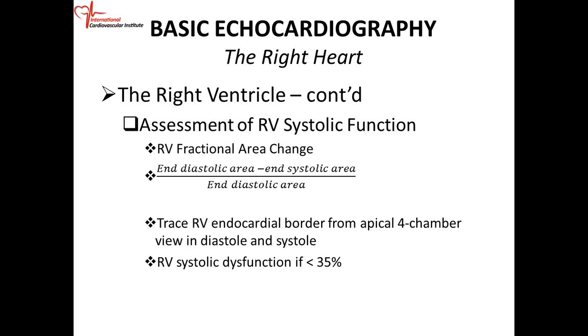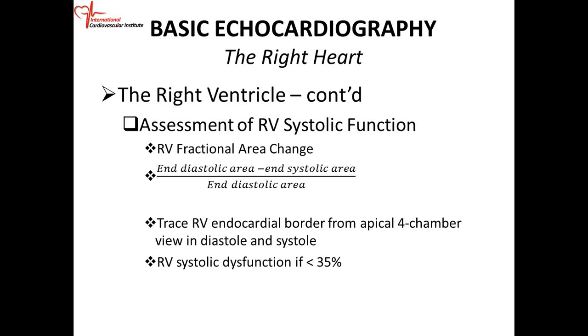All right, so the next assessment of RV systolic function is the fractional area change. We said it's like a knockoff ejection fraction. It's not a volume change, which is why it's called fractional area change. So it's not an ejection fraction, it's not a volume. You take the RV in diastole, trace the borders, and get the area. You subtract from that the end systolic area, the area you get when it contracts and you trace the border, and divide by the end diastolic area. So it's a knockoff ejection fraction.